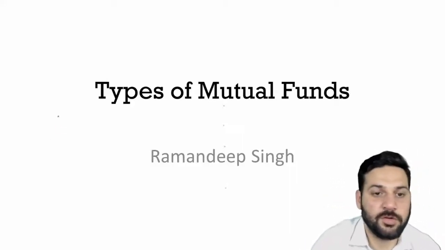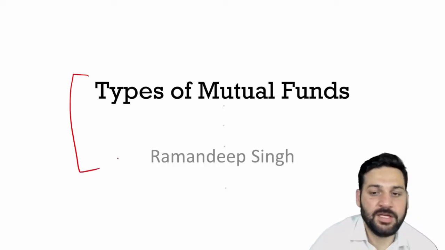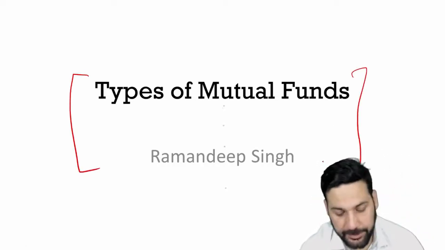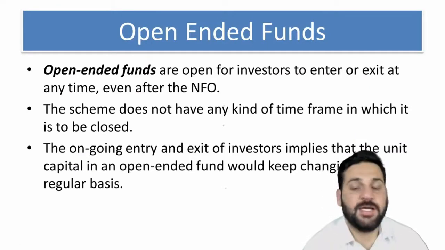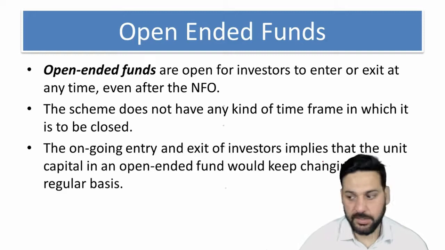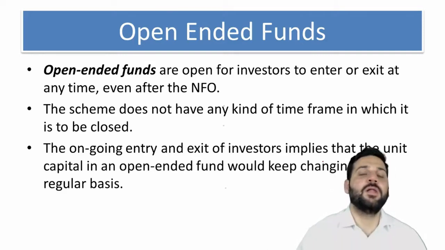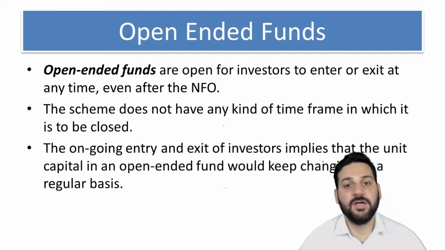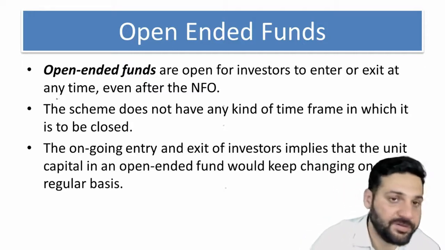So today we are going to do the types of mutual funds. It's a really short video. I'm not going to take much of your time. जल्दी करेंगे. There are three types of funds. तीन types of funds हैं: open-ended, close-ended and interval funds, right? The normal funds, right? जो आप day to day life में purchase करते हैं, sell करते हैं, those are open-ended funds. What happens in open-ended funds?